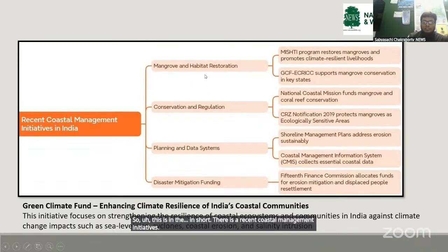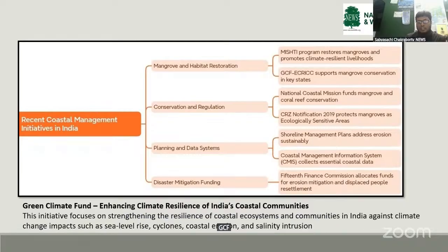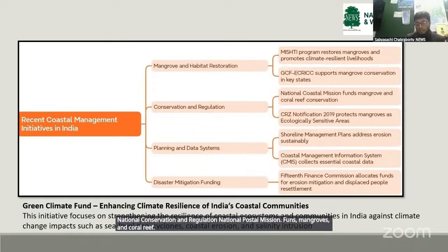The Mangrove and Habitat Restoration MISTI program restores mangroves and promotes climate resilient livelihood. GCF ECRICC means the Green Climate Fund, enhancing climate resilience of the Indian coastal communities. It is focused on strengthening the resilience of coastal ecosystems and communities against climate change, and it will support mangrove conservation in the key states. National Conservation and Regulation, the National Coastal Mission funds mangroves and coral reef conservation.